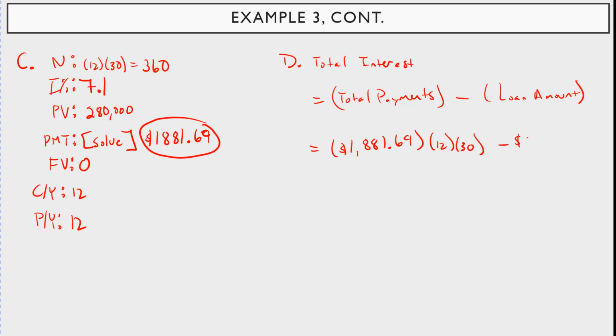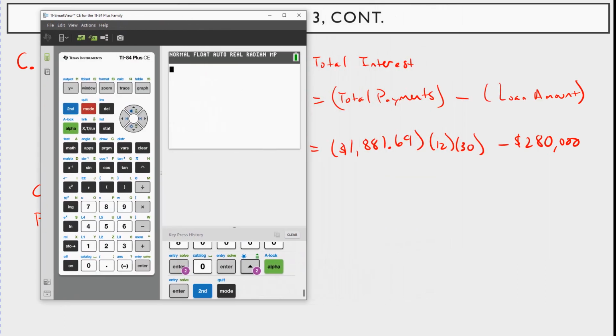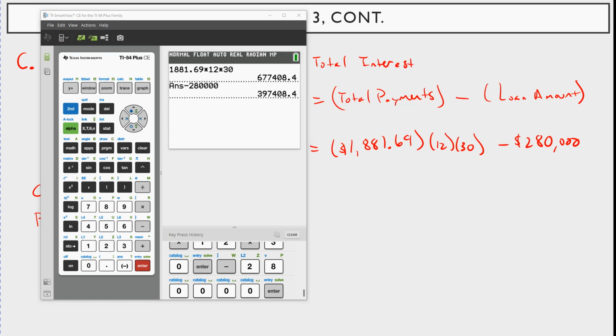And you borrowed $280,000. All right, let's see how much you paid in interest on this loan. 1,881.69 times 12 times 30. So basically, that's how much you paid over 30 years. So look, you paid a ton in interest, more than actually how much the home cost. Okay, that's how banks make these monies, right? Because the loan is so long, they need to beat inflation, so that's why you pay that much in interest. It's crazy. $397,000.